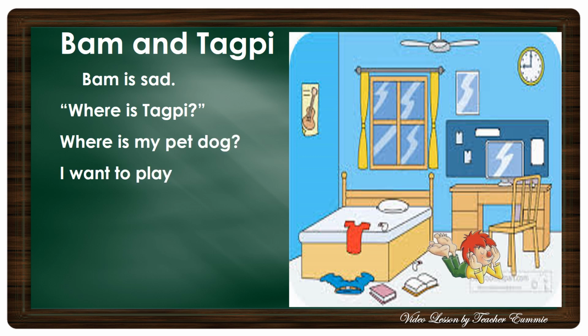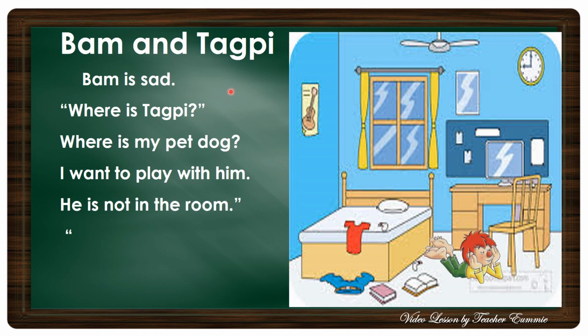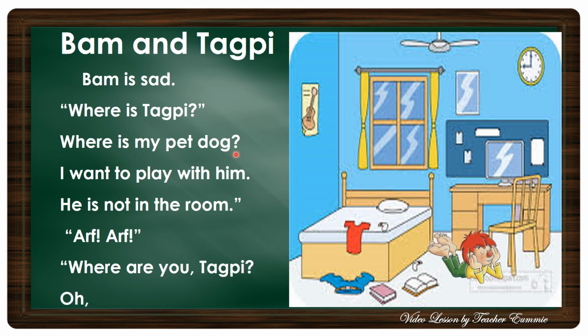Bam and Tagbi. Bam is sad. Where is Tagbi? Where is my pet dog? I want to play with him. He is not in the room. Arf, arf. Where are you, Tagbi? Oh, you are in the garden.